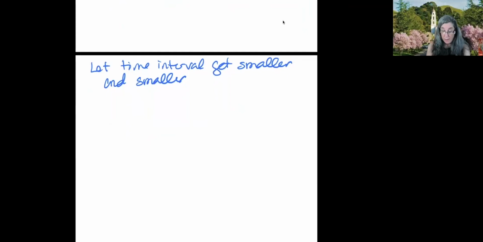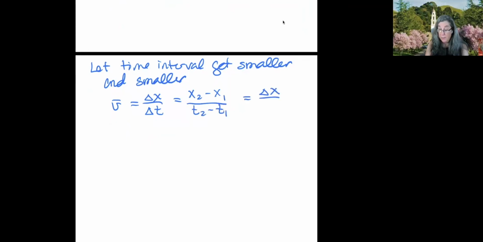So I'm going to rewrite the average velocity. I've been writing it as delta x over delta t. I'll just pick x2 and x1: x2 minus x1 divided by t2 minus t1. We've also been calling that delta x over delta t. That's fine. We're calling that x2 minus x1 over t2 minus t1.